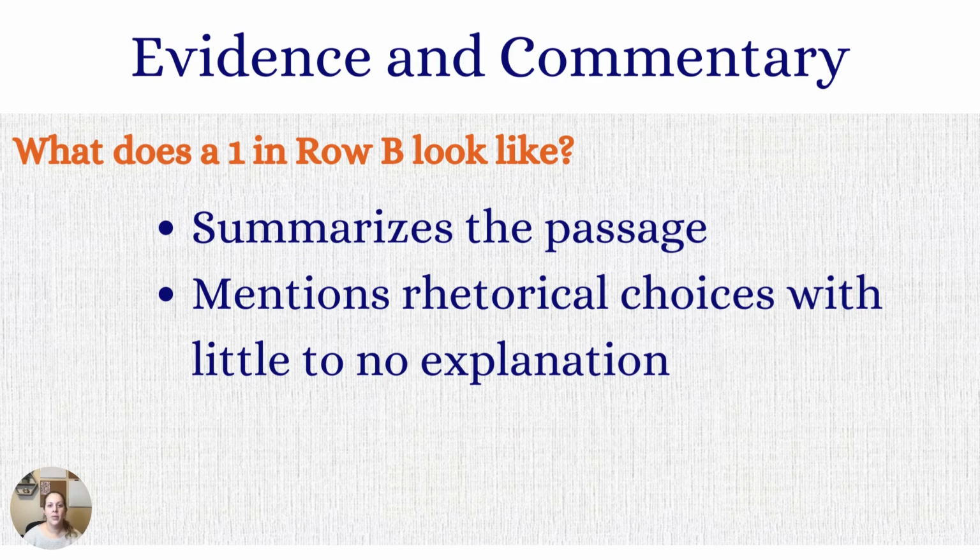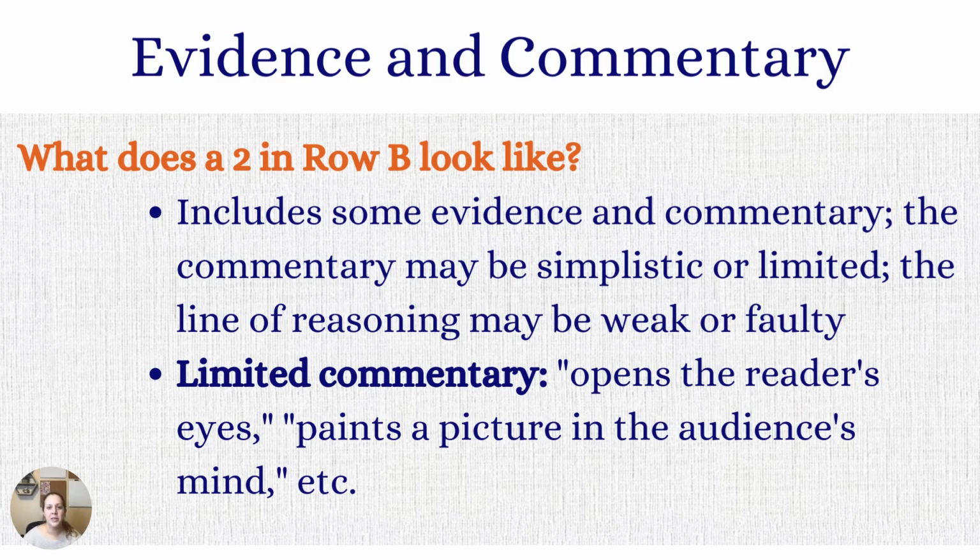The second that we see words like shows, highlights, illustrates, or even the word because, then we're looking at the potential for a 2 in evidence and commentary. So it's very easy to move your score from a 1 in row B to a 2. Now, this is just my personal opinion, but one thing that I've noticed from reading thousands of student essays is that there are a lot of different ways for students to earn a 2 in row B.